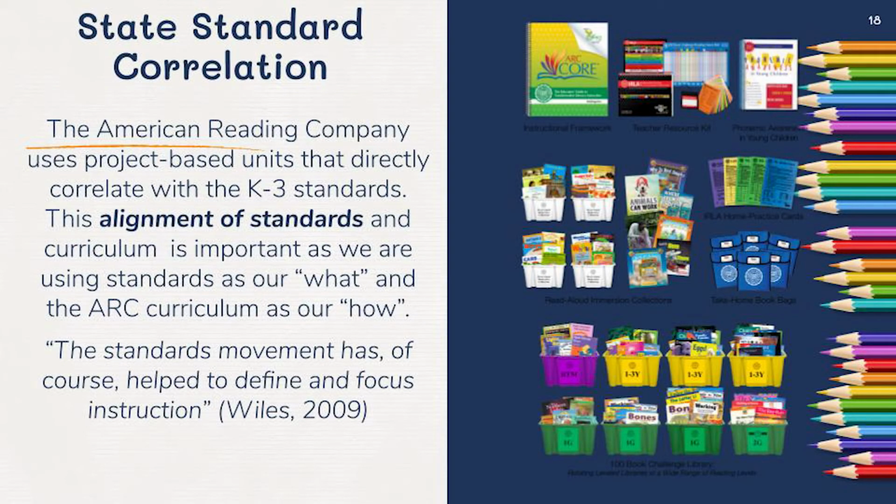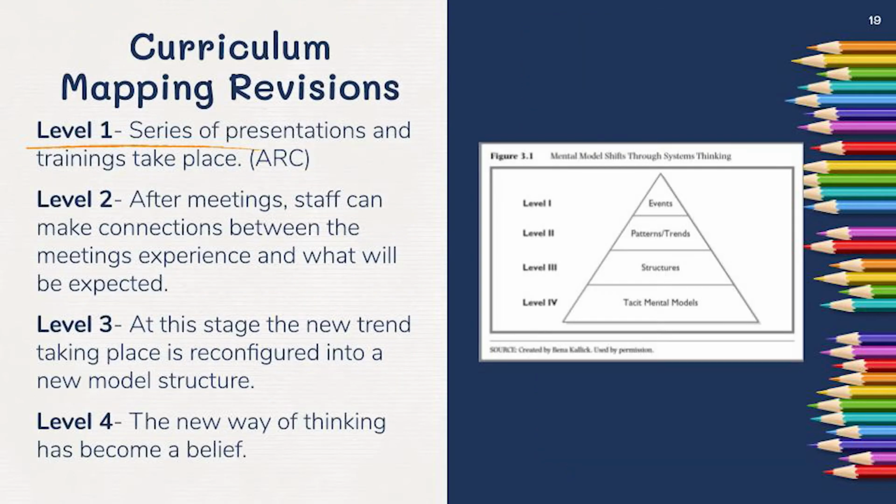The state standard correlation. The American Reading Company uses project-based units that directly correlate with the K-3 standards. This alignment of standards and the curriculum is important as we're using standards as our what and the ARC curriculum as our how. Weil states in his text, the standards movement has, of course, helped define and focus instruction.